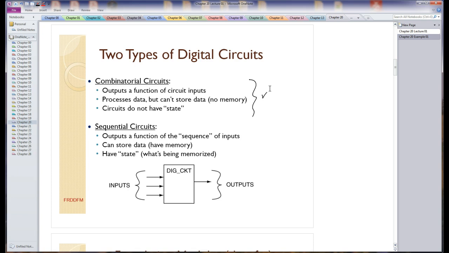So we're now getting into sequential circuits. In sequential circuits, the outputs aren't a function of the inputs alone, they're a function of the sequence of inputs. Because of this, these circuits necessarily have memory, and because they have memory, they have what we refer to as state. Once again, state is simply what the circuit happens to be memorizing at any given moment, the values in that circuit's memory elements.